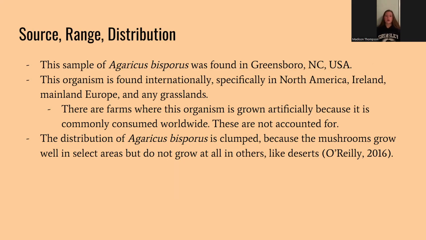And there are some farms where this organism is grown artificially because it's so common in the United States, but these aren't accounted for in my calculations because these can be artificially designed, and that's not wild. That's not what we as biologists want to study and learn about. The distribution of Agaricus bisporus is clumped because the mushrooms grow well in select areas, but they would not grow at all in other areas. So they're very selective about their environment and where they're able to flourish.